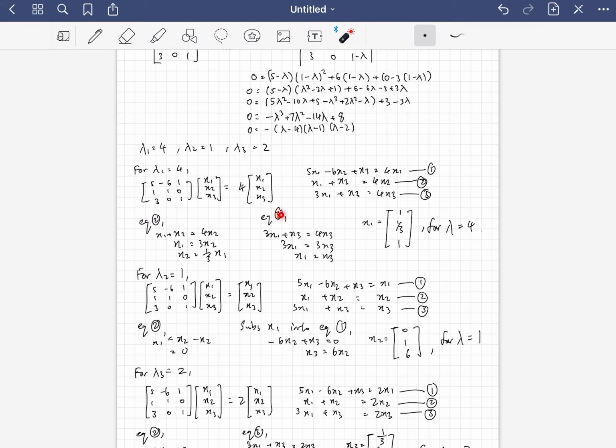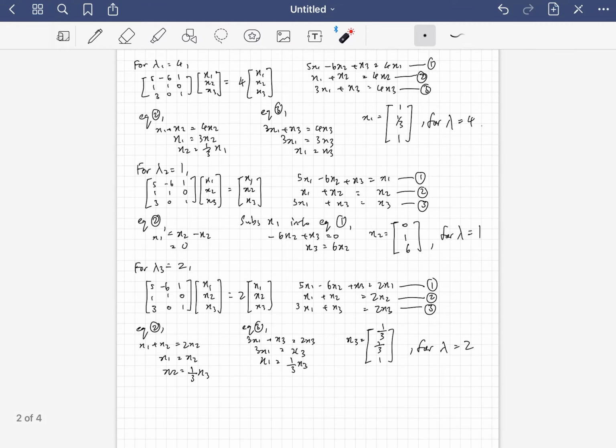So I rewrite the matrix and get the equations of the matrix. 5x1 minus 6x2 plus x3 equals 4x1, x1 plus x2 equals 4x2, 3x1 plus x3 equals 4x3 as equations 1, 2, and 3. From equation 2, I rewrite the equation to become x2 equals 1/3 of x1. Then from equation 3, I also rewrite the equation to get x1 equals x3. So the eigenvector is x1 equals 1, 1/3 and 1 for lambda equals 4.